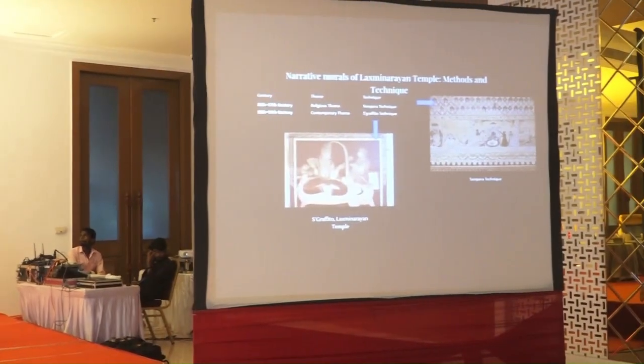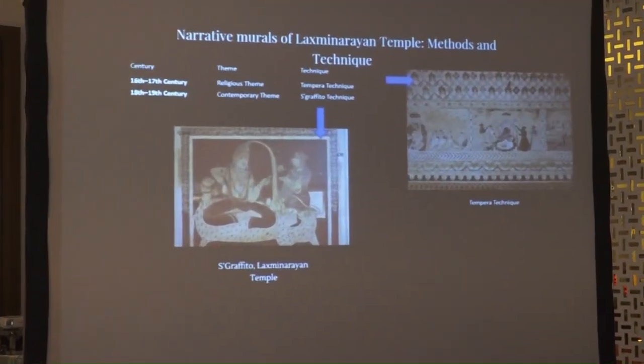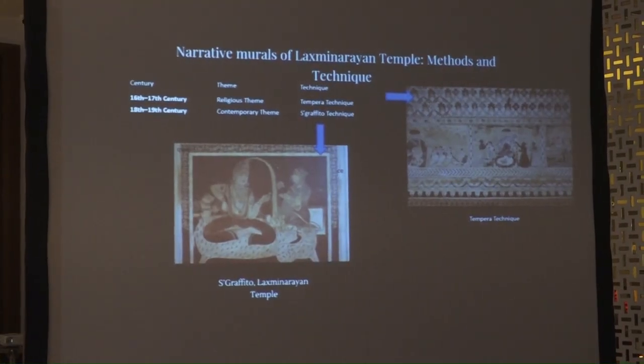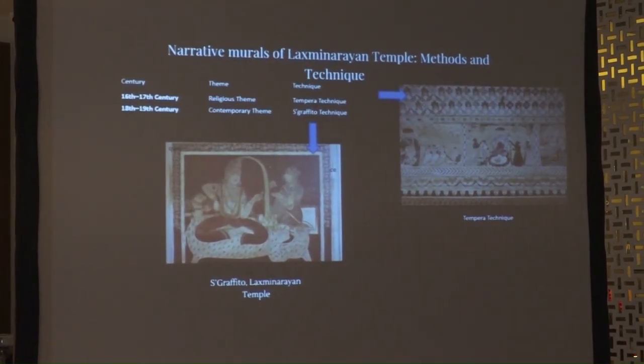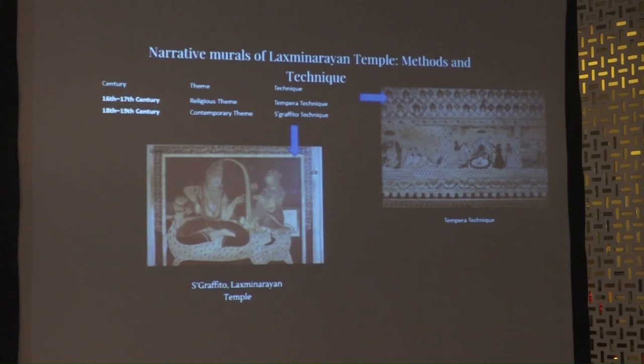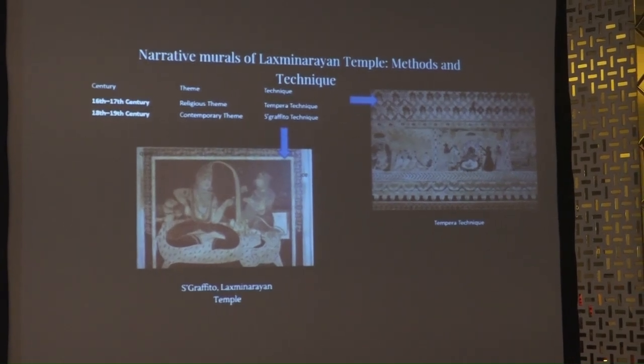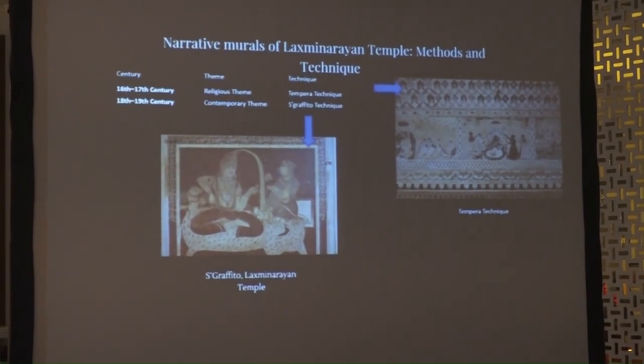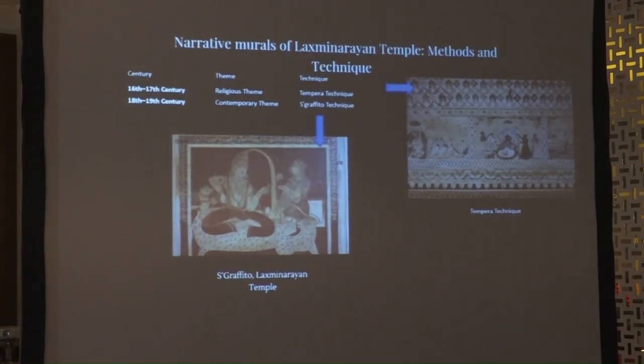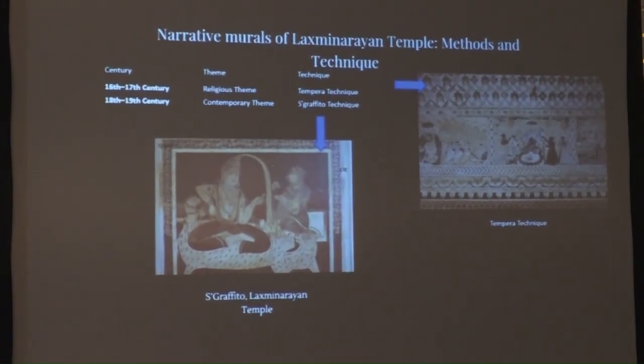In the tempera technique, the wall is prepared with lime plaster and then the mural is painted using natural colors. And during the 18th and 19th century, what we have is the contemporary theme, in which the sgraffito technique has been adopted. Sgraffito technique means that the outline is done and then the outline is scratched. In the local language it is called chilling.